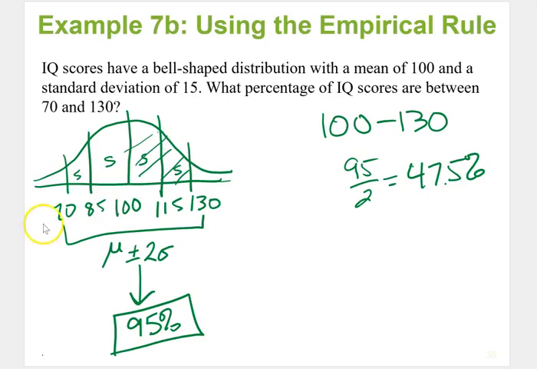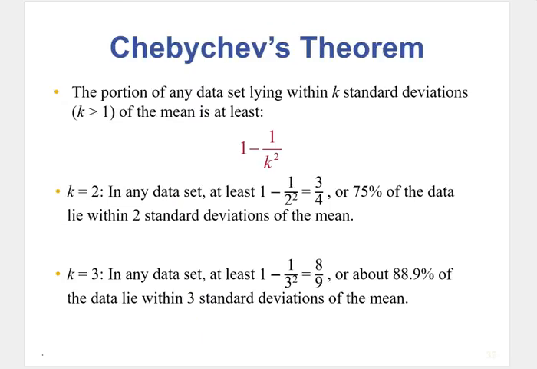All right, what do you do if you don't have a bell-shaped distribution that's symmetric and pretty? Okay, then you can't use the empirical rule. What you're going to use is something called Chebyshev's theorem. And Chebyshev's theorem just says, and it's a very rough estimate, by the way, that the portion of the data lying within k standard deviations of the mean is at least 1 minus 1 over k squared.